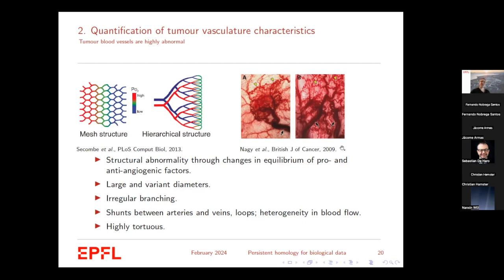And you can have heterogeneity in blood flow, where you look at the same vessel at different time points and the blood is flowing in different directions. What is also very striking is that these vessels are highly tortuous. You can see this here in these images of tumor vascular networks, indicated by the yellow arrows. And this is also something that you don't find in healthy vasculature.